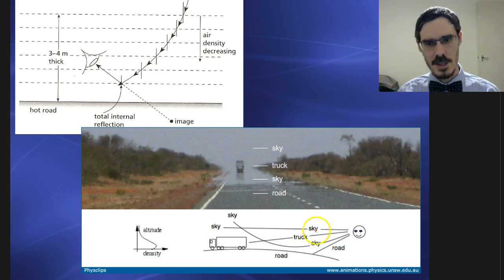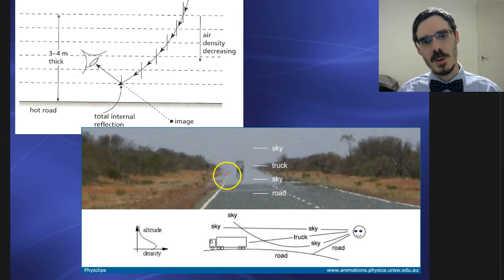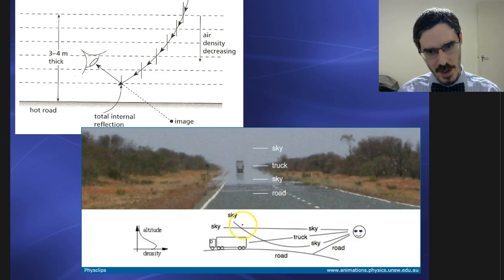Here's a photo that shows it clearly. This truck looks like it's driving on thin air, in mid-air, because what we see here is a reflection of the sky. The light coming from up here, from the sky above, is totally internally reflected in the hot air just above the road. And so when you look, you see the road, the sky, the truck, and then the sky. And that's a mirage.